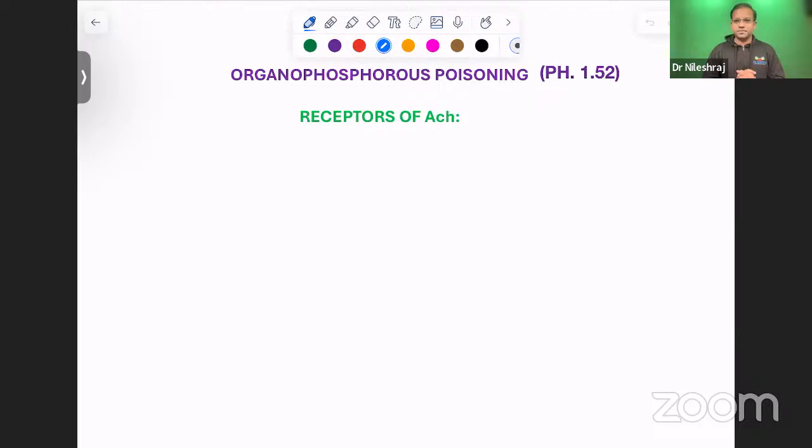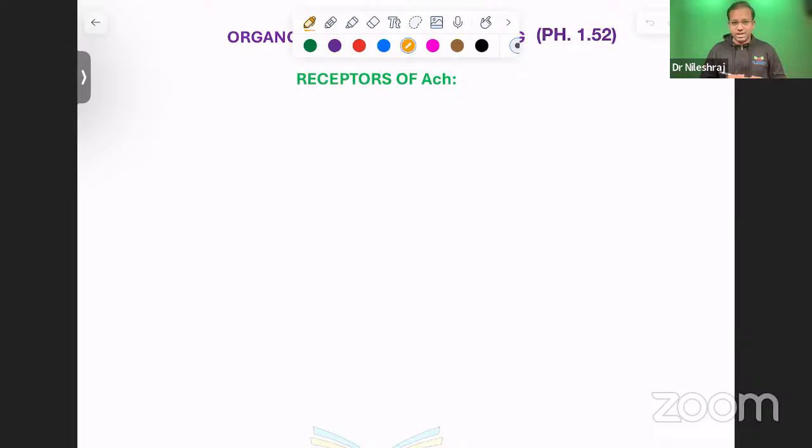Before discussing further, let's have a basic introduction regarding the receptors of acetylcholine. Why are we talking about them? Because there are lots of areas to be discussed regarding organophosphorus compounds. Please make sure that these molecules are purely cholinergic stimulators. They will stimulate the cholinergic receptors inside the body. That's why we need to know the locations of muscarinic and nicotinic receptors, so that we have a basic understanding of what exactly we are looking at.